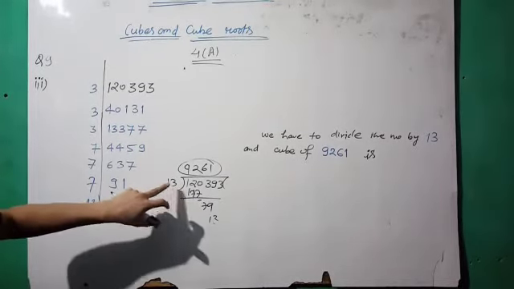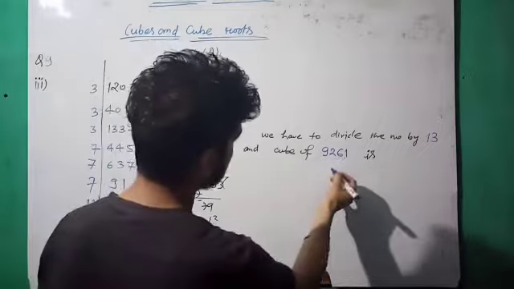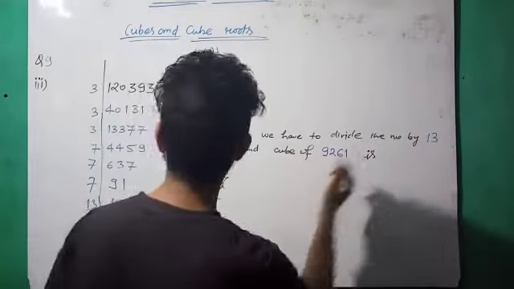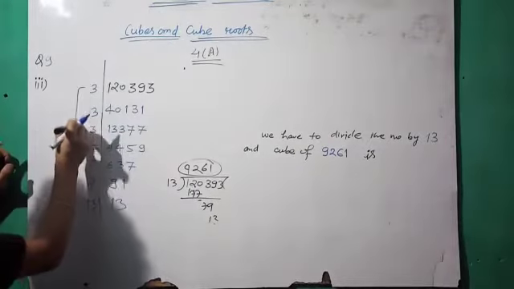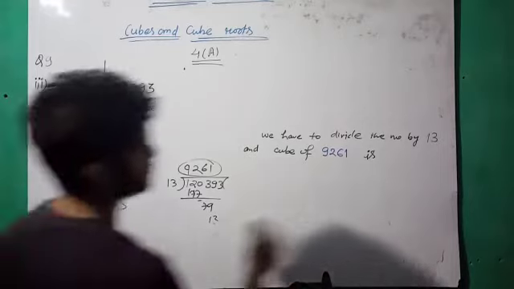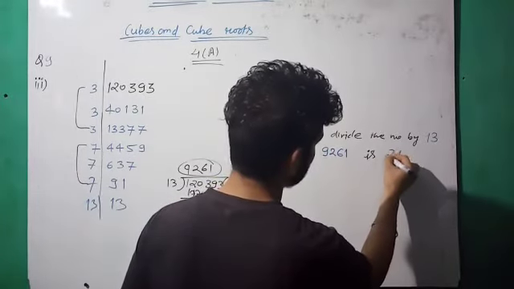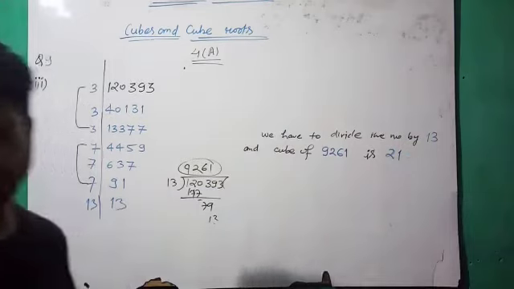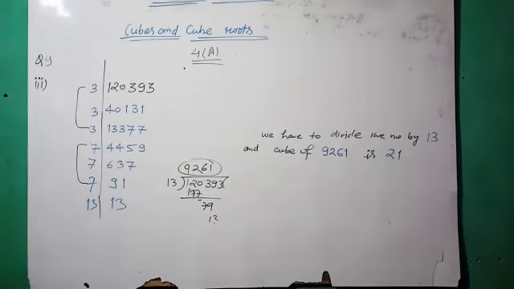If we divide this number by 13, the number becomes 9261, and 9261 is the cube of 3 into 7. So the cube root of this number is 21. Similarly, you have to do question number 9, first and second parts.